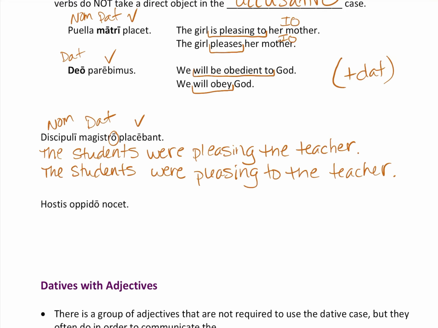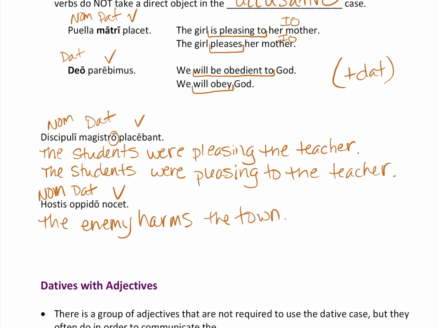Okay, hostis oppido nocet. Again, we've got the enemy, our nominative here. We have our verb, to be harmful to, and oppido is our dative because it takes the dative. So the enemy, without the to or the for, harms the town. And if we want to put it in the other form, the enemy is harmful to the town.